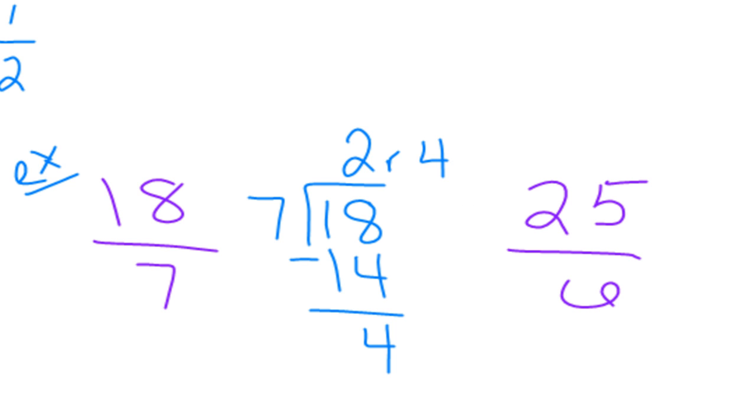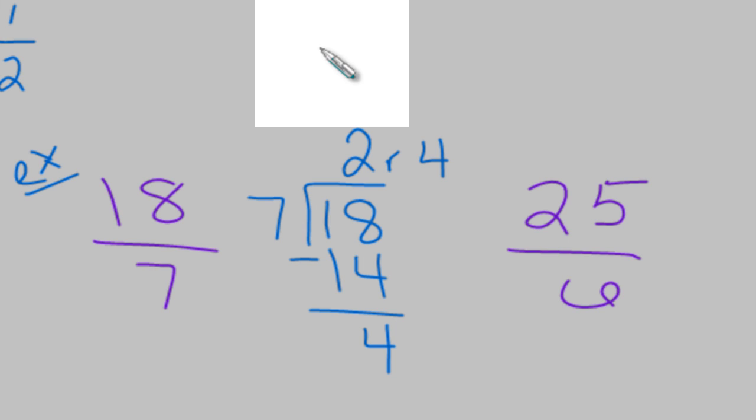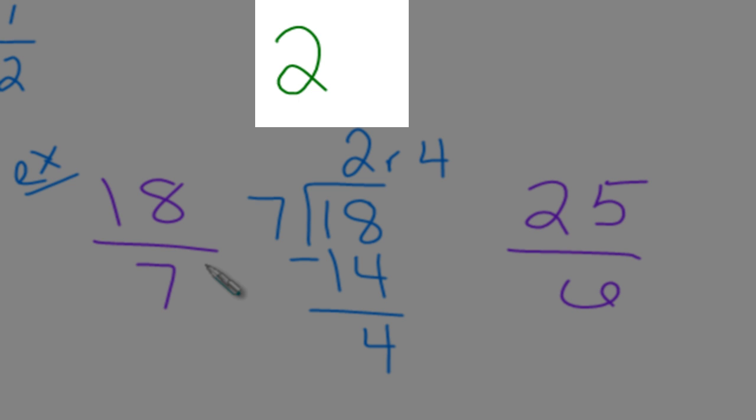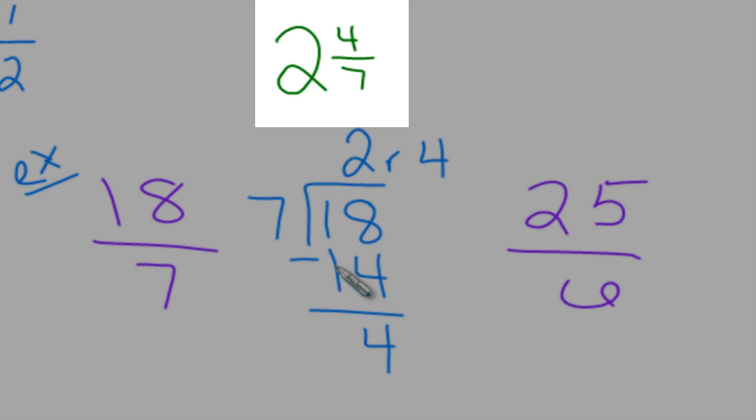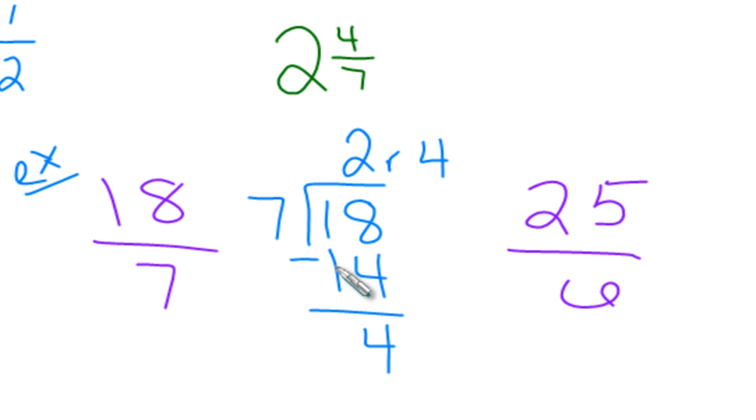Okay, so to change this back to a mixed number, 7 went into 18 2 whole times. So our whole is our big number. Our remainder is our numerator. Our denominator either stays the same or is your divisor, whichever way you want to think of it. So 2 and 4/7. Questions?